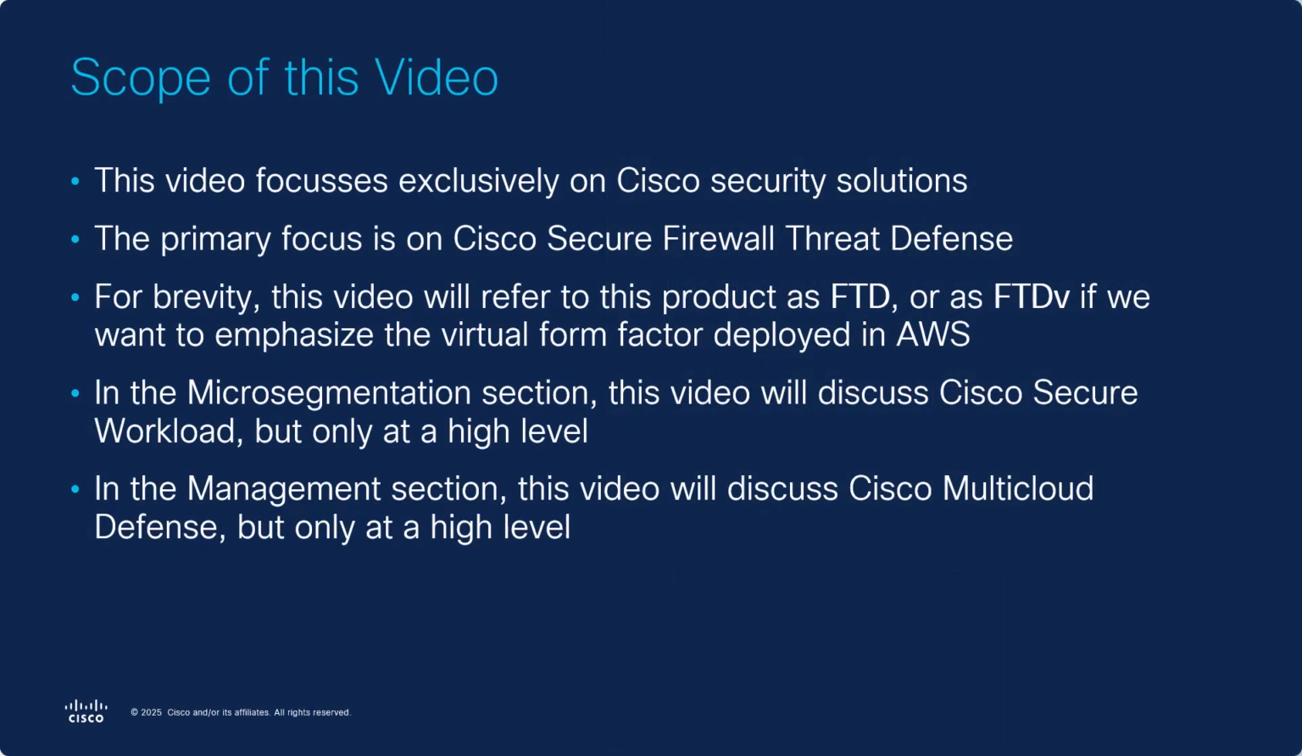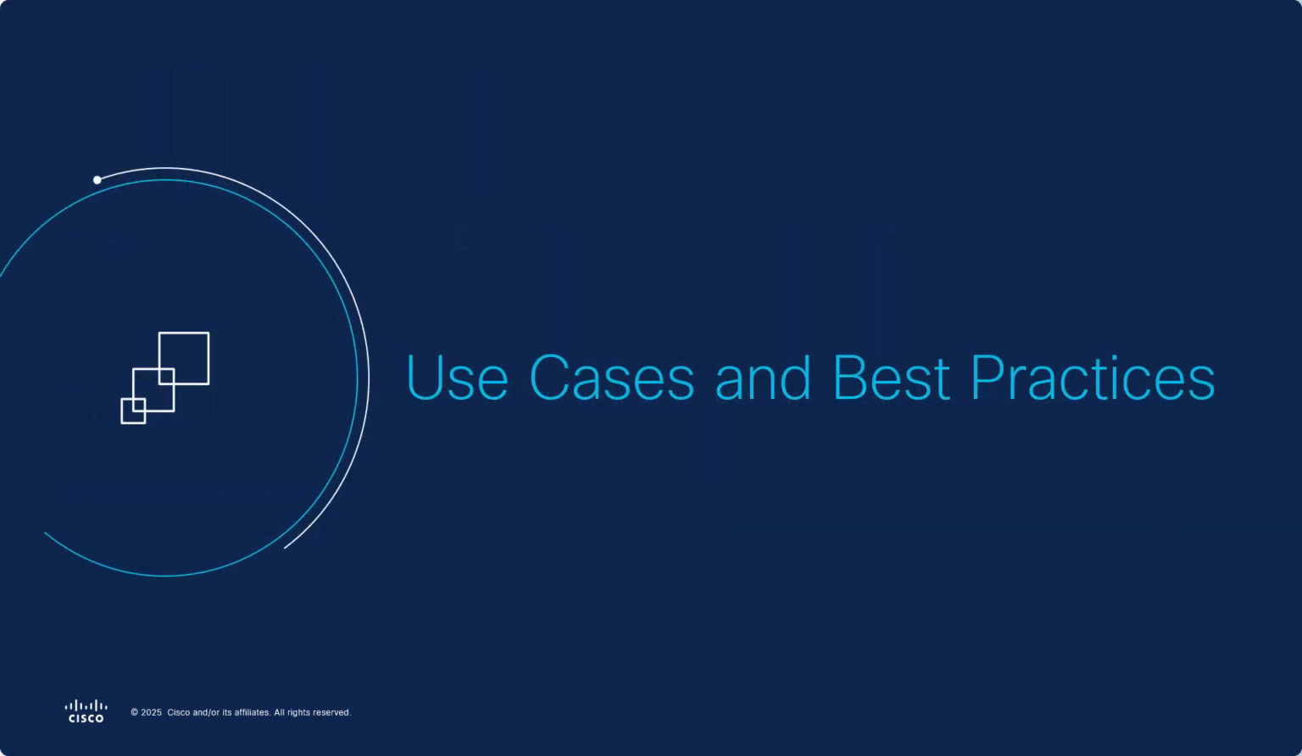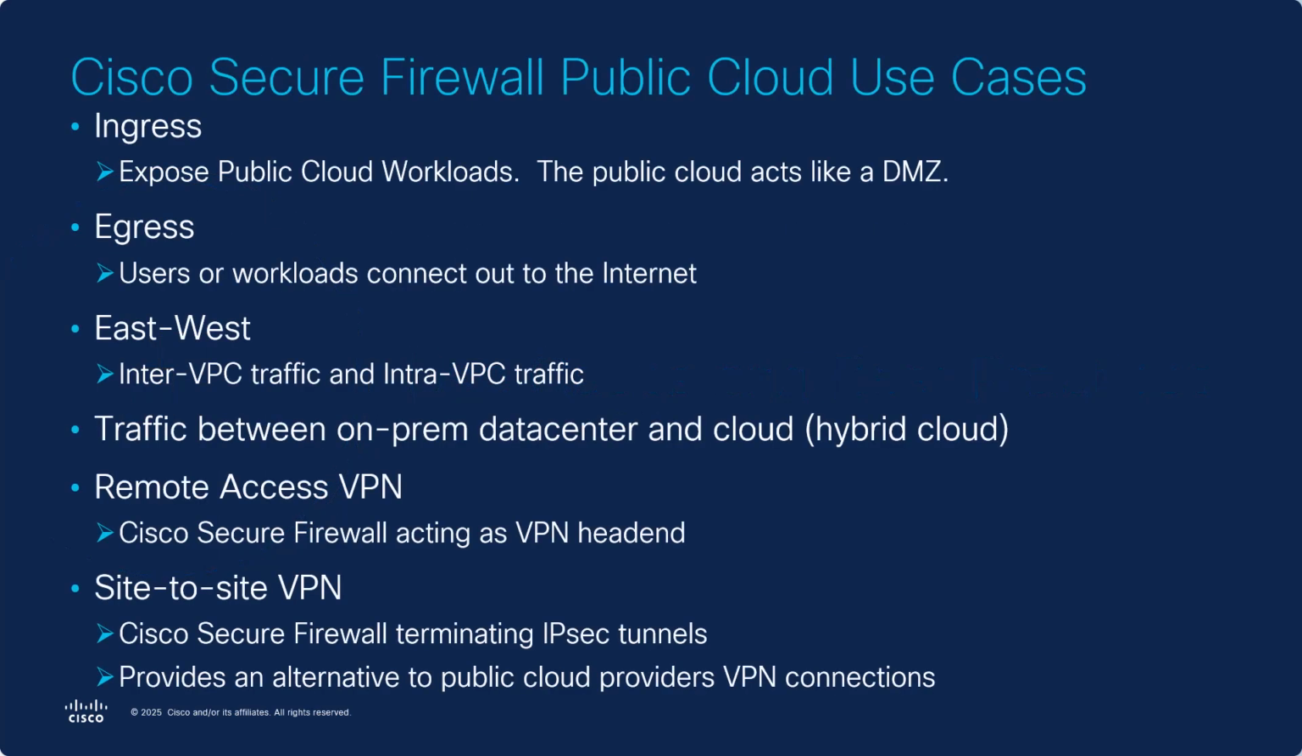This video focuses exclusively on Cisco security solutions, the primary focus being on the Cisco Secure Firewall Threat Defense. For brevity, we will refer to this product as FTD, or FTDv if we want to emphasize the virtual form factor deployed in AWS. In the microsegmentation section, we will discuss Cisco Secure Workload, but only at a high level. And in the management section, we'll touch on Cisco Multi-Cloud Defense, but again, only at a high level. Let's move on to the discussion of use cases and best practices. Here is a list of the use cases that we will detail in this section.